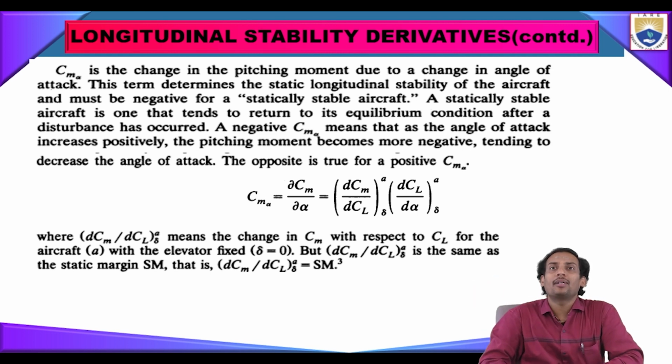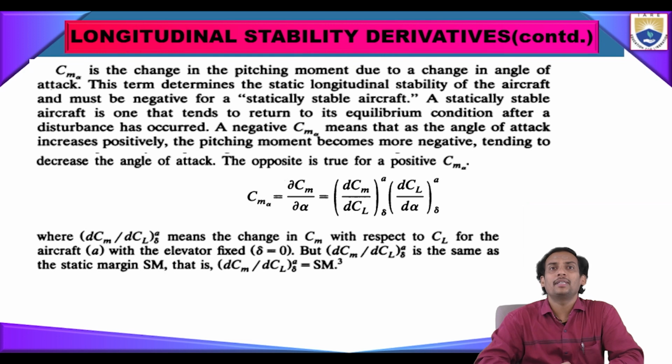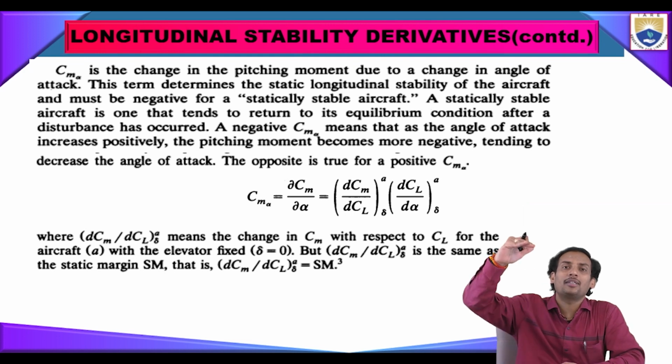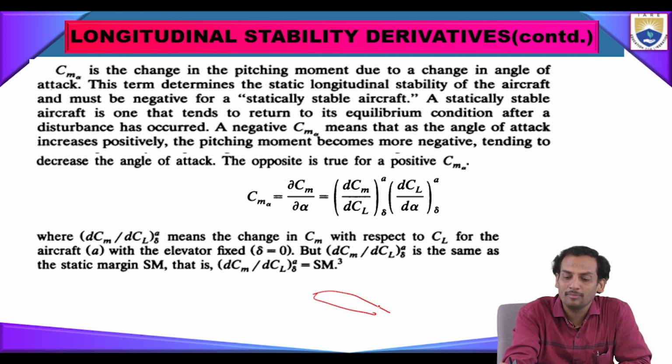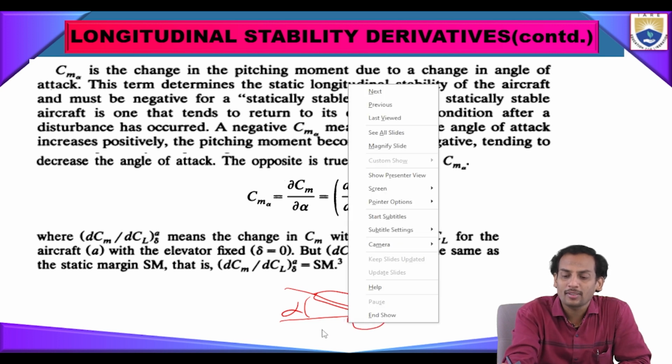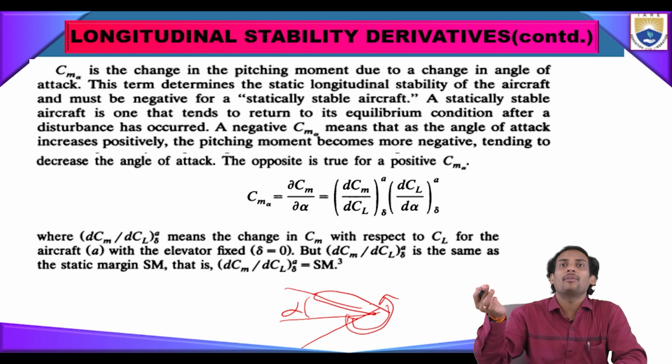So the negative Cm alpha means that when the angle of attack increases positively, the pitching moment becomes negative, tending to decrease the angle of attack. The opposite values will come to the Cm alpha. This is the wing, and if there is an angle of attack, the moment will be acting like that, so that Cm alpha will get negative values. If this angle of attack is decreasing, it will get a positive moment, so that Cm alpha will get positive values.